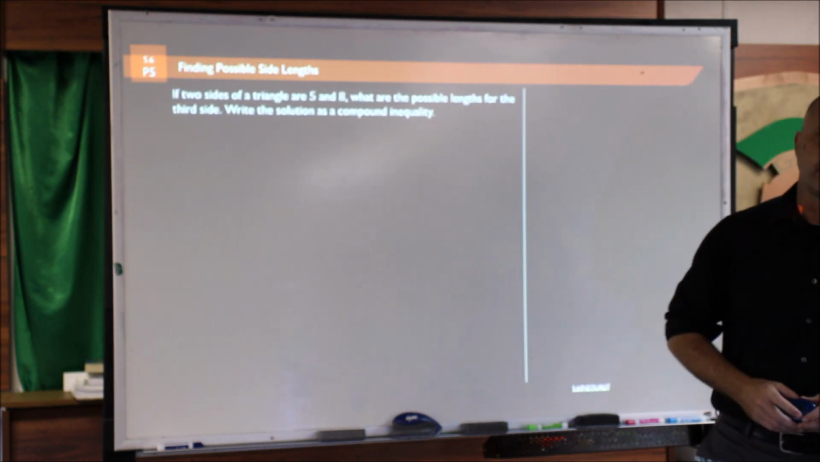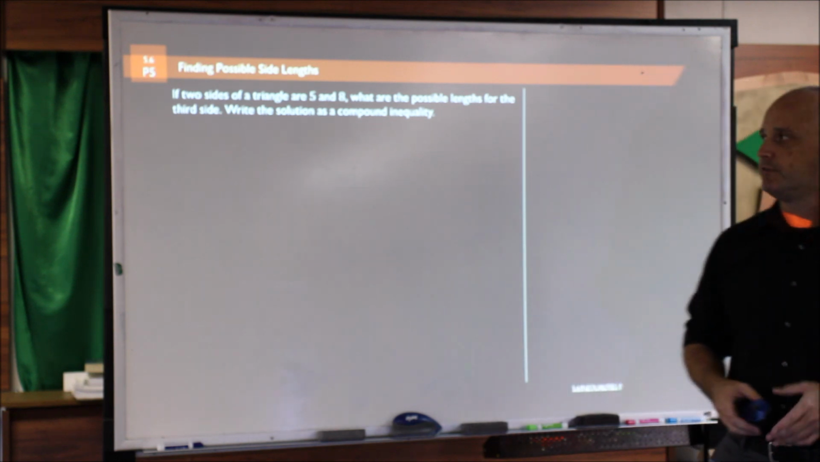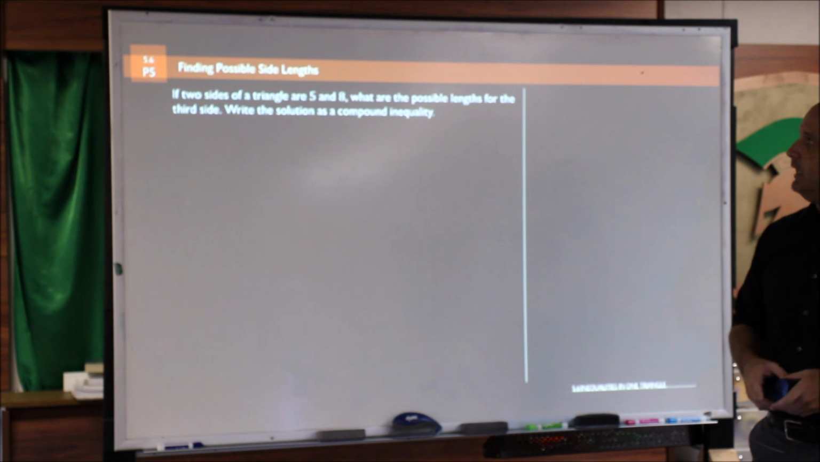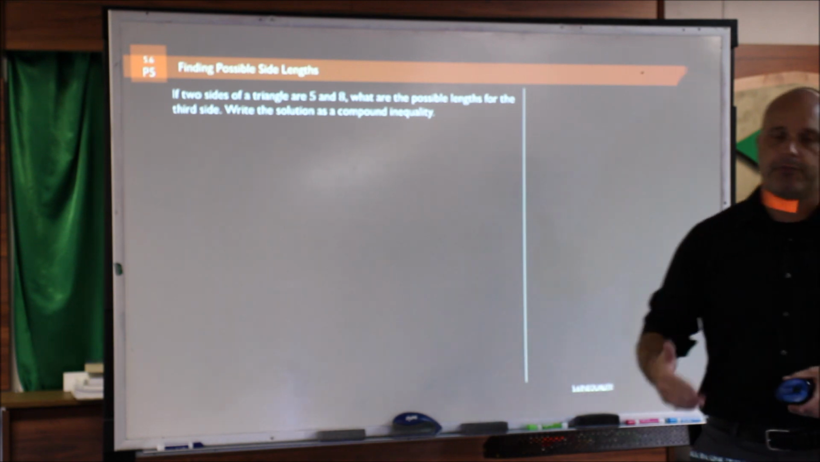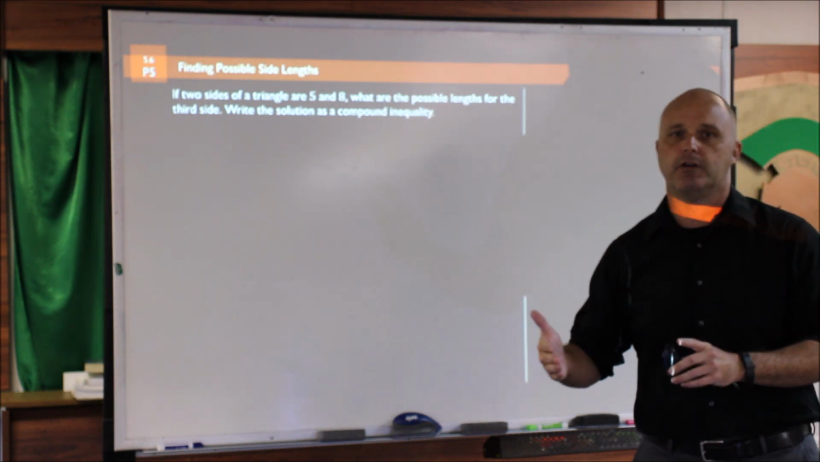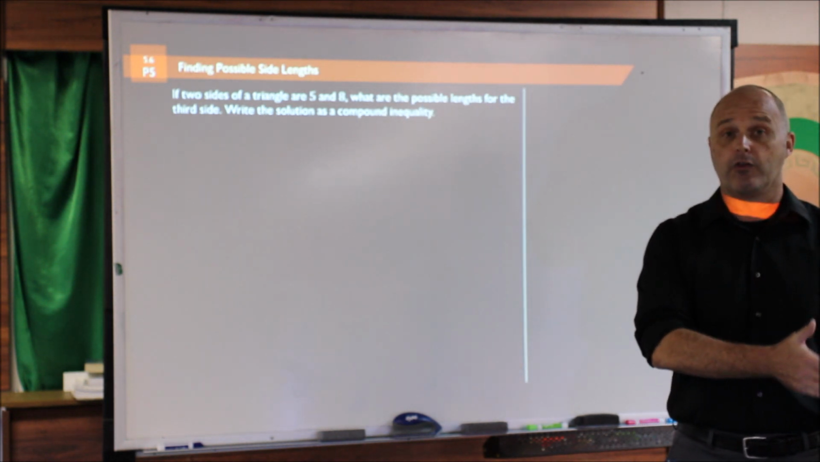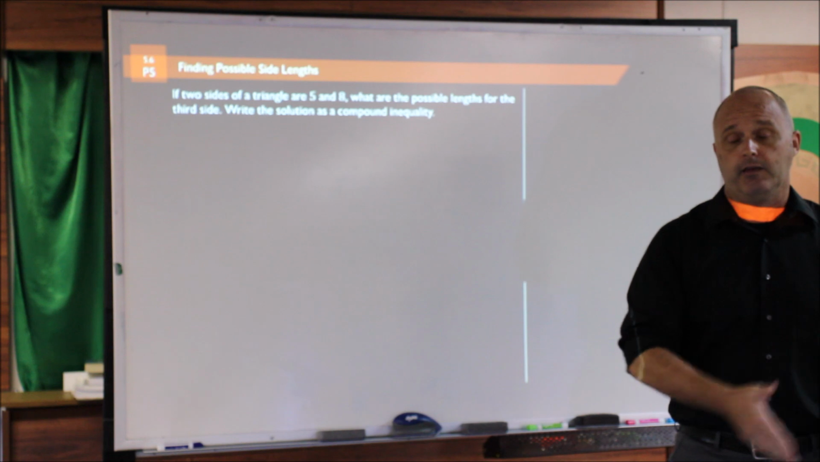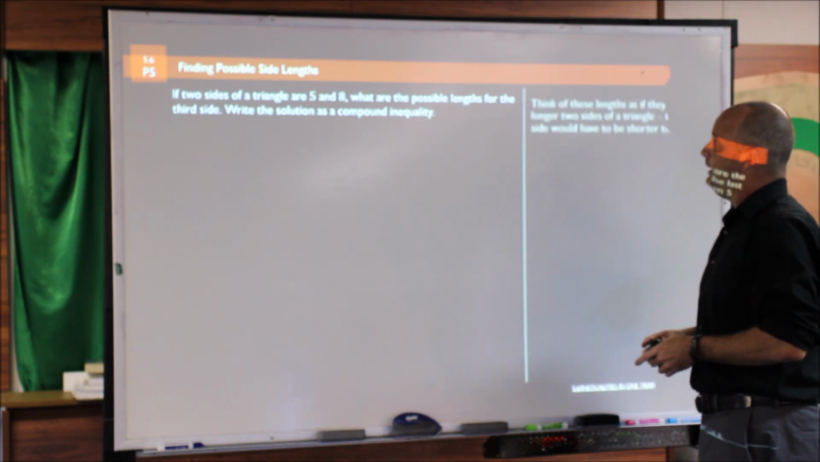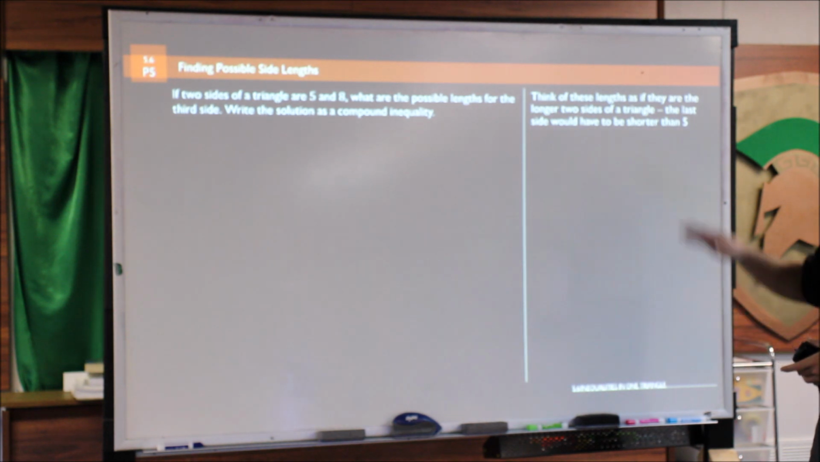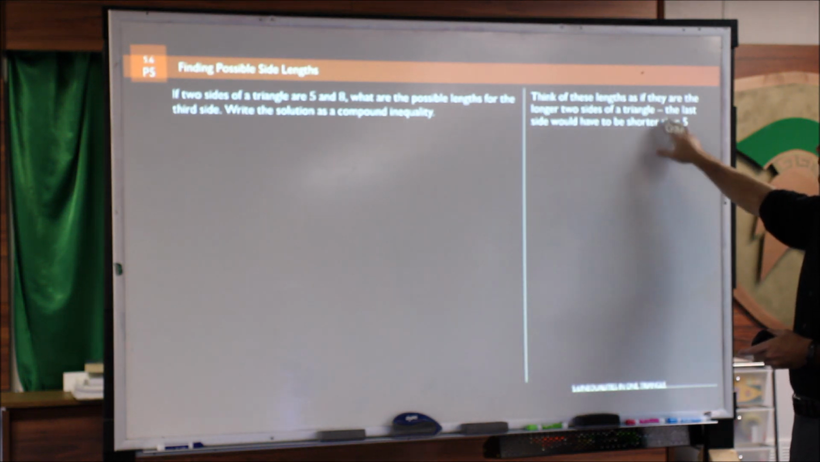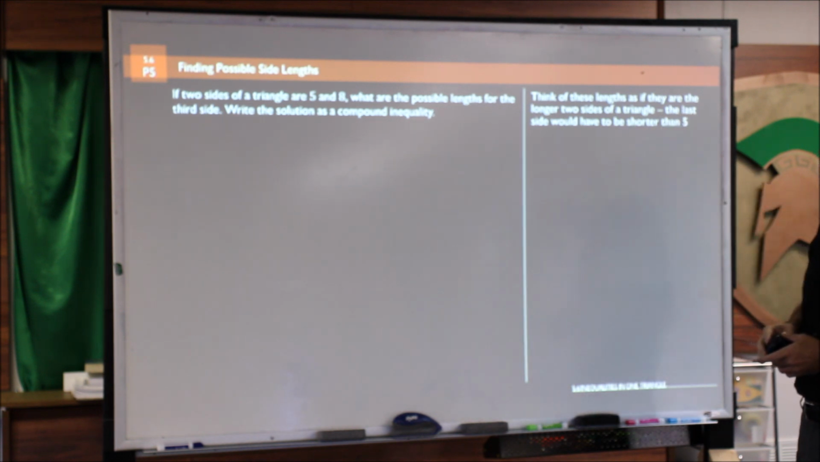For problem number 5, we're again going to be looking for possible side lengths. This time we're given: if two sides of a triangle are 5 and 8, what are the possible lengths for the third side? What you have to do here is think about what if 5 and 8 are the shorter two sides, and what if 5 and 8 are the longer two sides? If we think of 5 and 8 as being the longer two sides, then the last side would have to be shorter than 5.